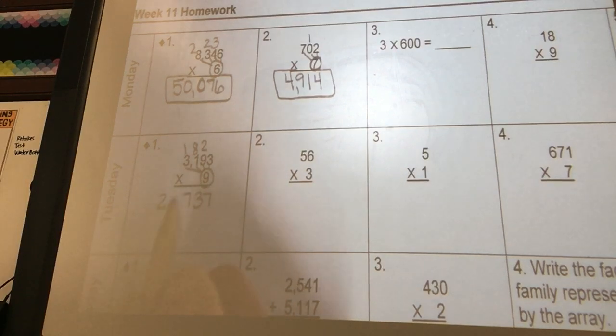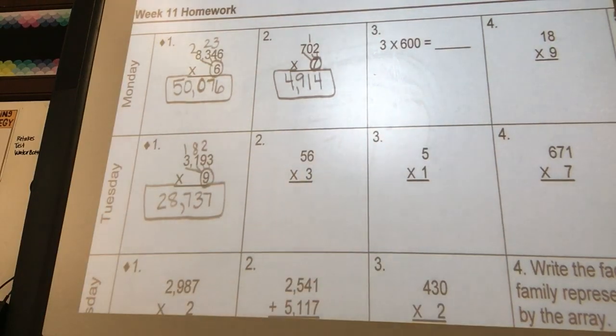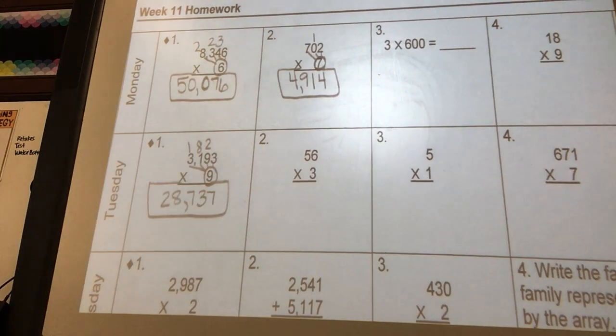Have I got you all yet? Nope. So, Jonathan, how do we read the number? How do we read the number? 28,737. Colton, can you read the number for me? 28,737. Anybody else? Braden? 28,737. Good. Do we need to go over any others?